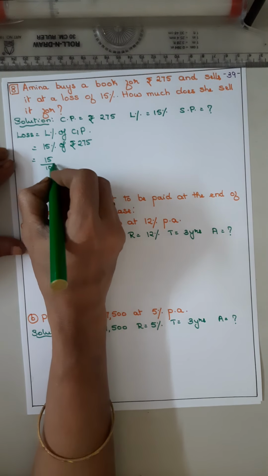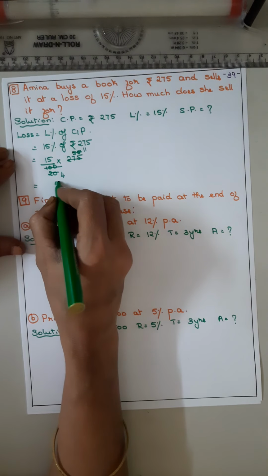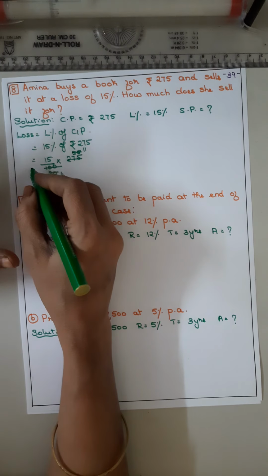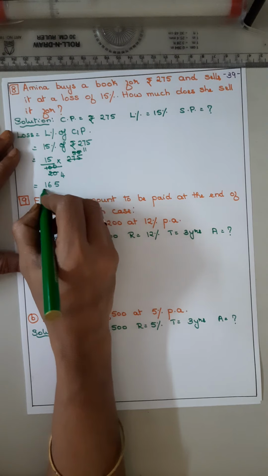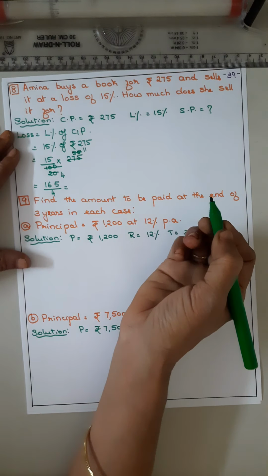15/100 into 275. 5 20s are, 5 5s are 25. 2 remains. 5 5s are 25. Again 5 4s are and 5 11s are. मतलब कितना मिला आपको? 15. 11 5s are 55. 11 1s are 11 plus 5 16/4 है ना.